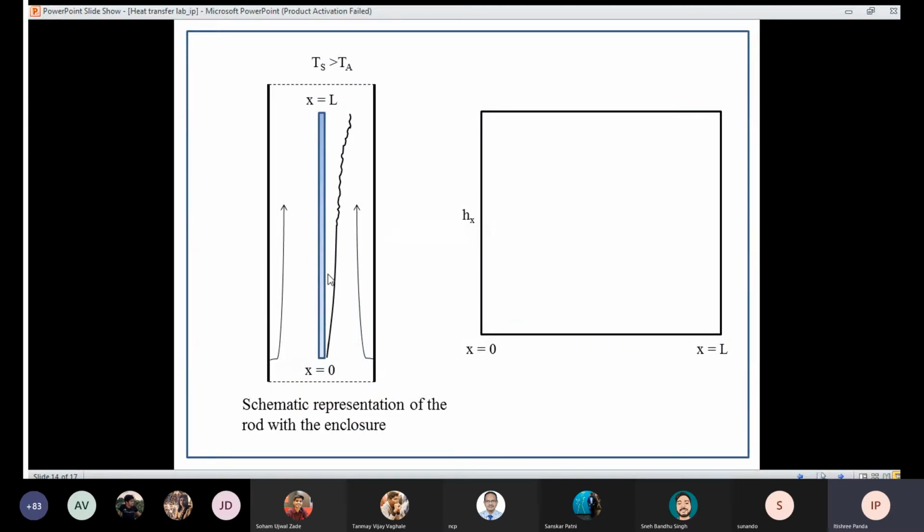Now it starts as laminar, and after some point it becomes turbulent. You know that the growth of the turbulent boundary layer is more rapid than the laminar one. So that's how air moves in the vicinity of the rod, or any hot surface really. So this is what it looks like. There are two things we can think about here.